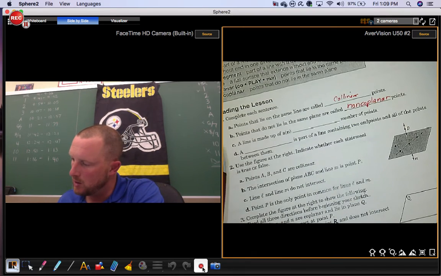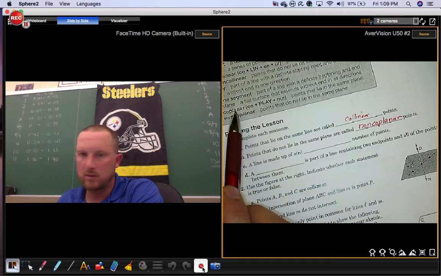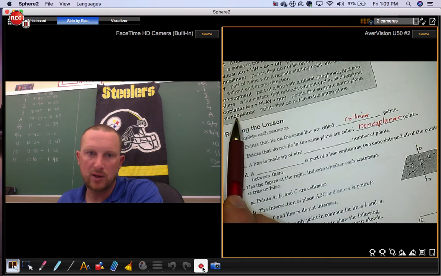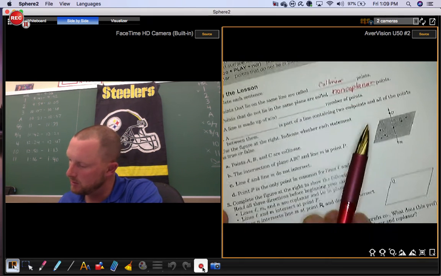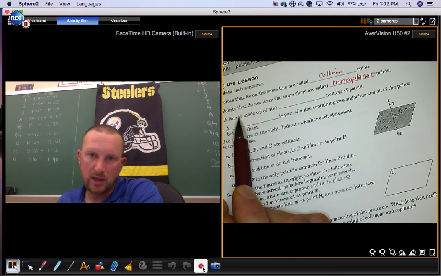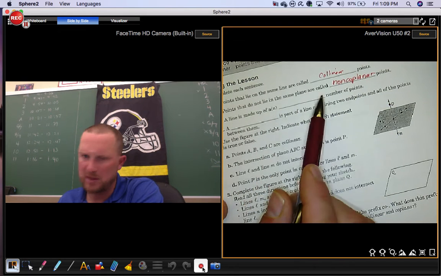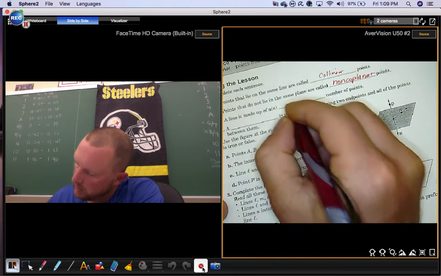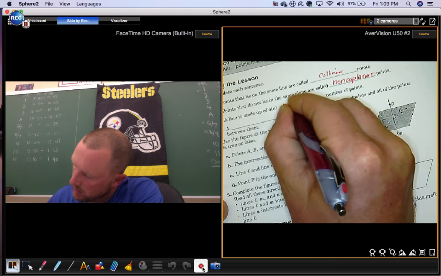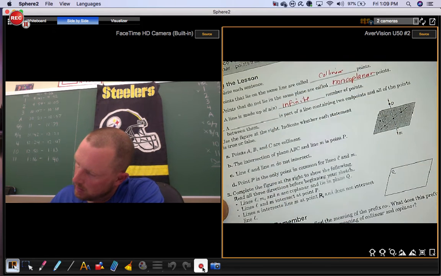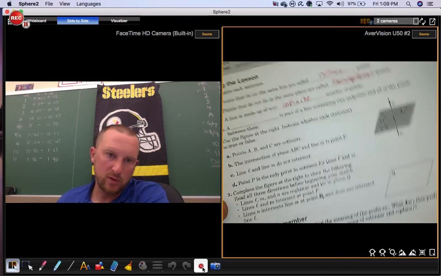So coplanar would be on the same plane, non-coplanar, not on the same plane. Part C, a line is made up of how many points? It's an infinite number of points. You can always find more.